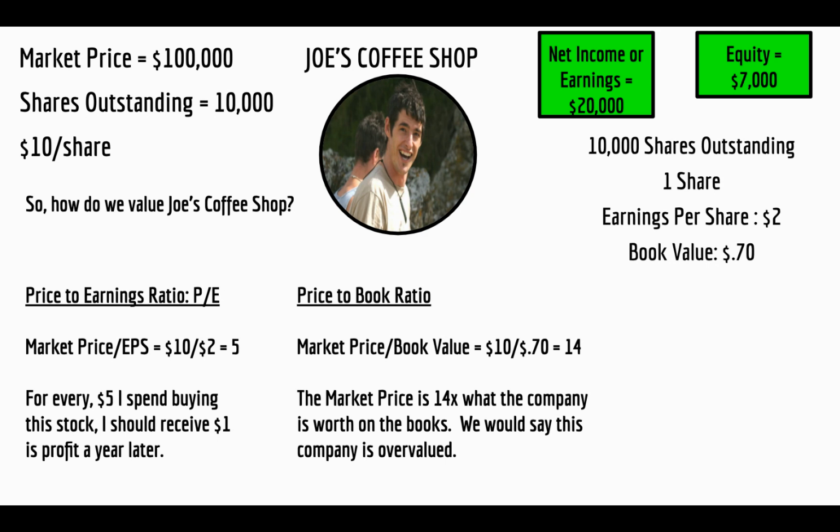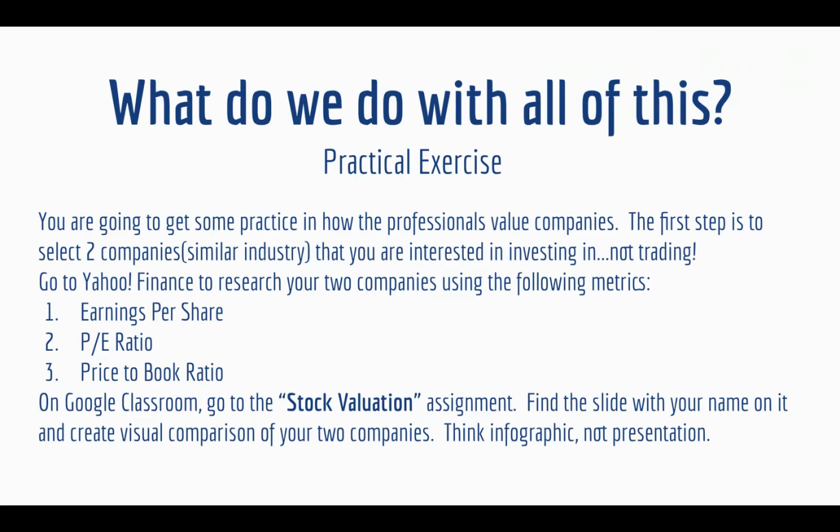Now, most companies that you research, you'll find that they are overvalued in terms of their market price to their book value. Really, it just becomes a question of how big that number is. And going back to that idea of our margin of safety, the larger the number of times the market price is compared to what the company is worth on the books, the greater risk we have. Because if I buy this company, Joe's Coffee Shop, for $100,000 and that company fails, there is only $7,000 of equity in that business, or the business is only worth $7,000. Okay. All right.